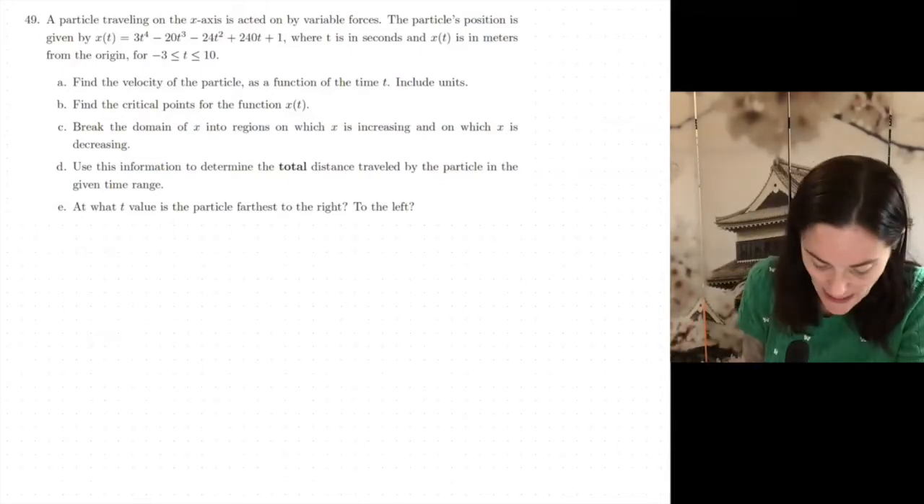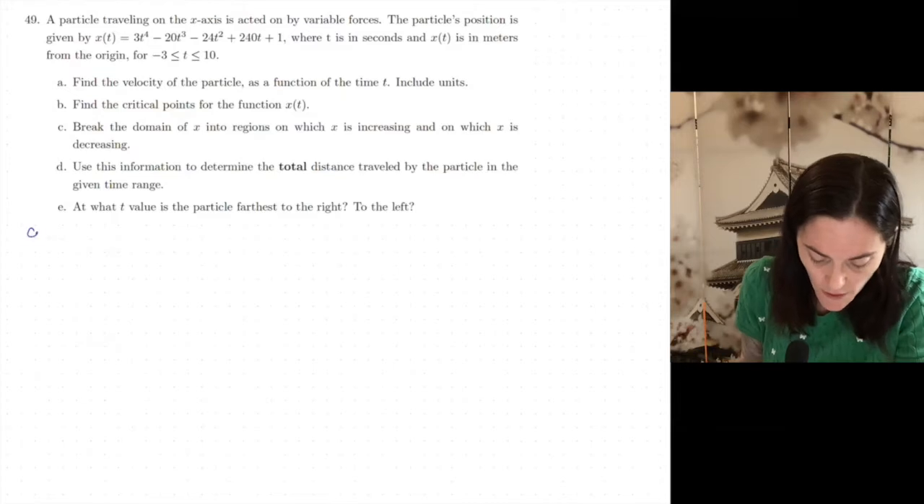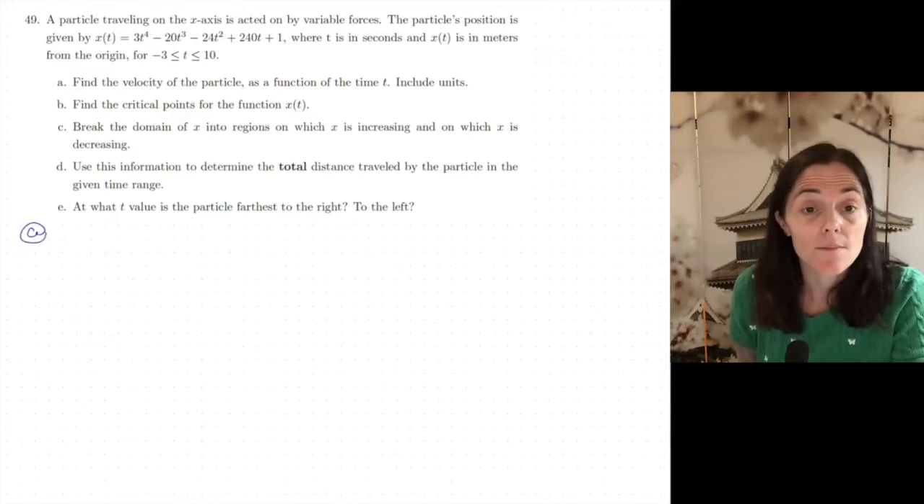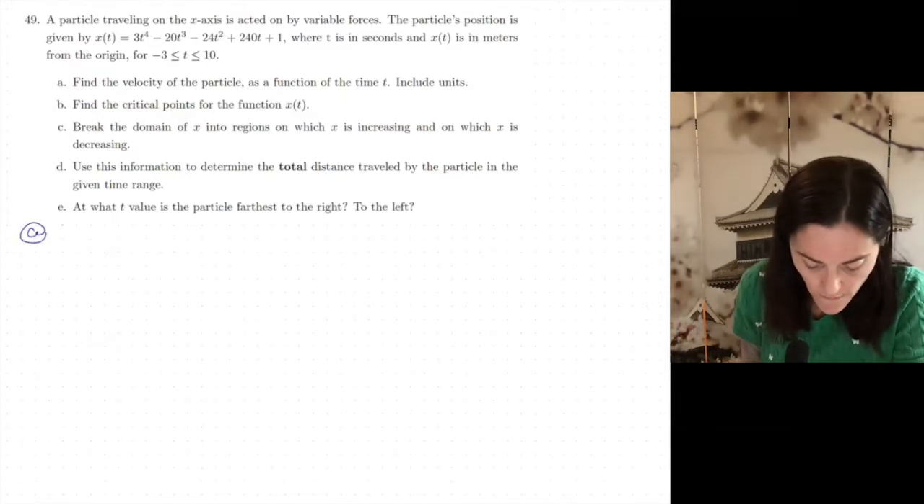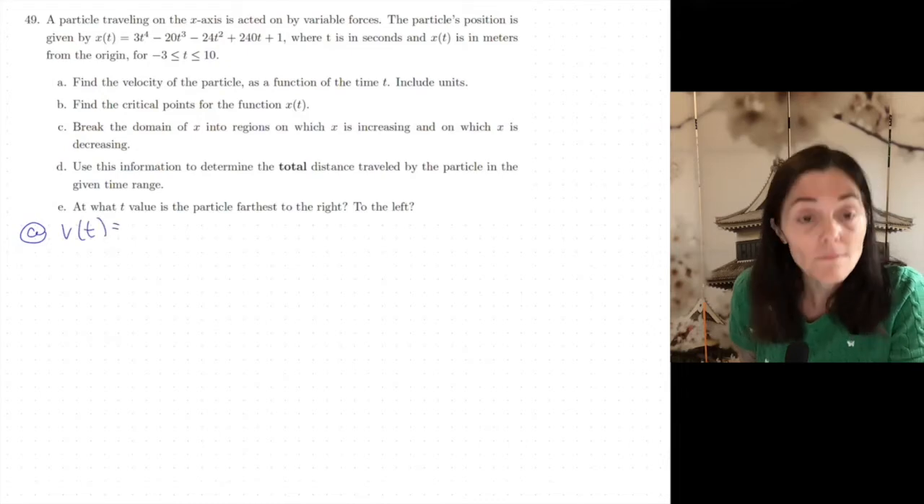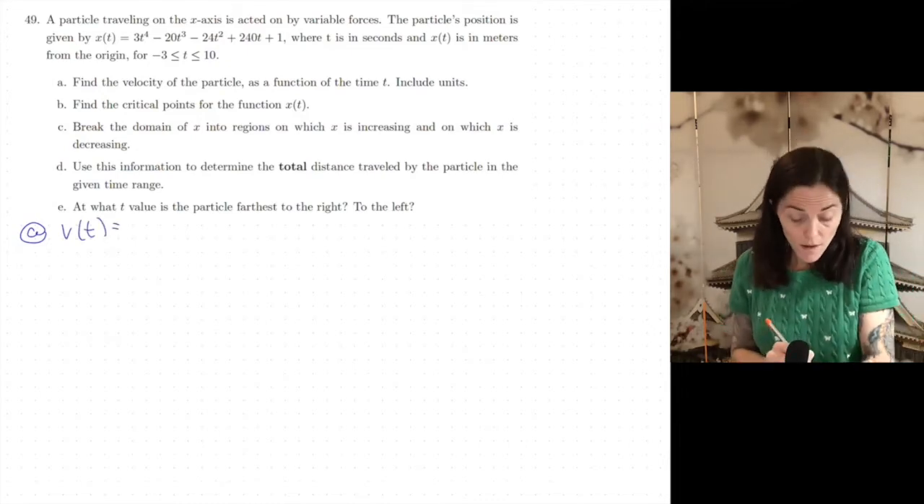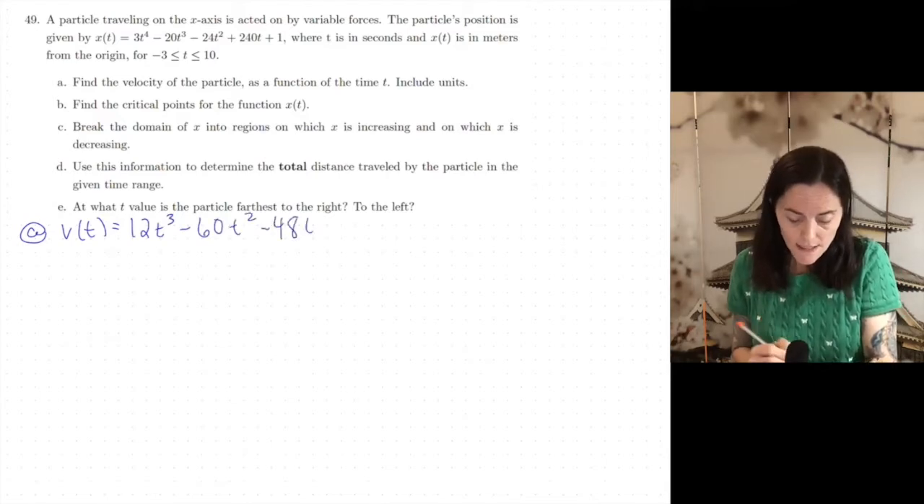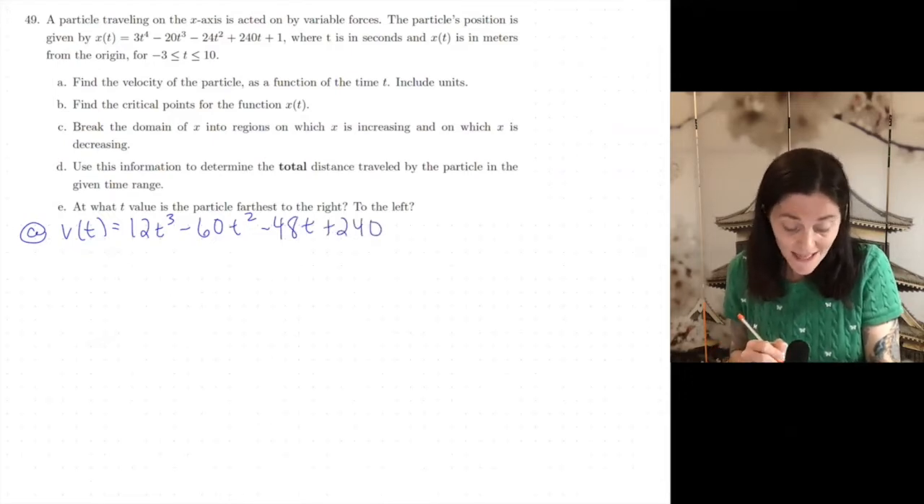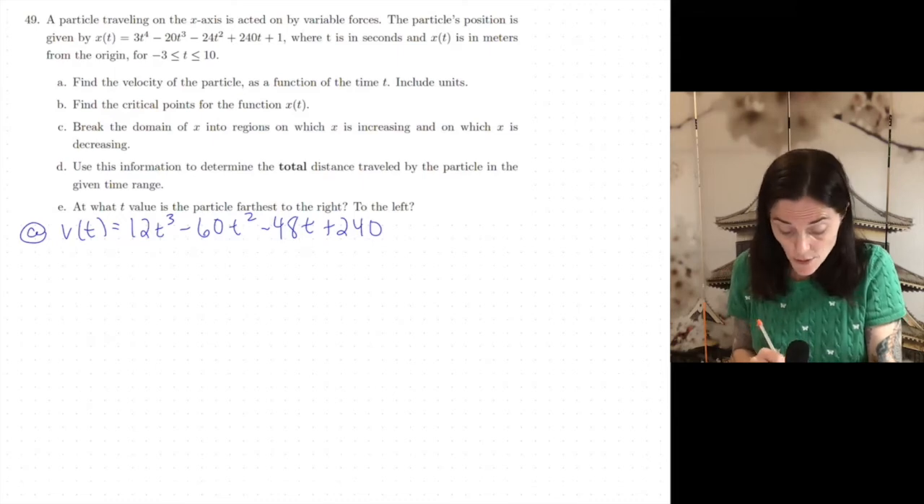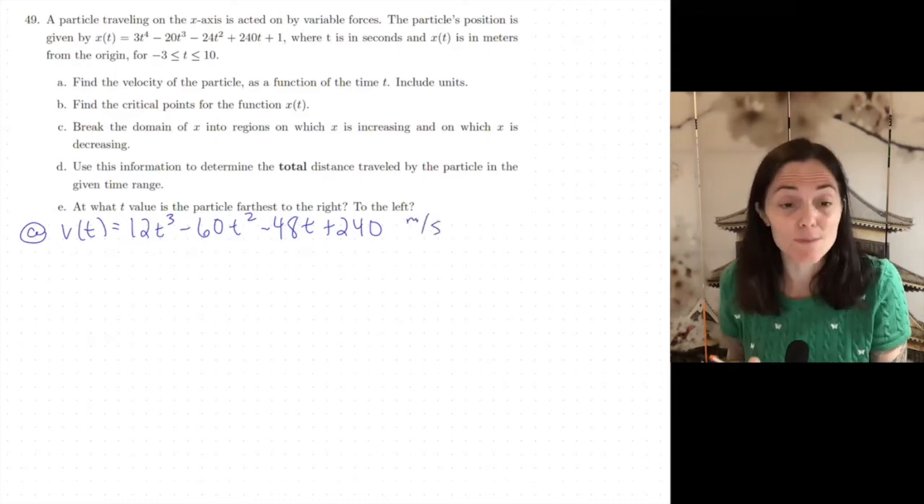So let's begin. First of all, part A. Well, the velocity would just be the derivative. This is 12t cubed minus 60t squared minus 48t plus 240. And this is, without a doubt, in meters and in seconds, so this is in meters per second. Now this is perfectly fine.